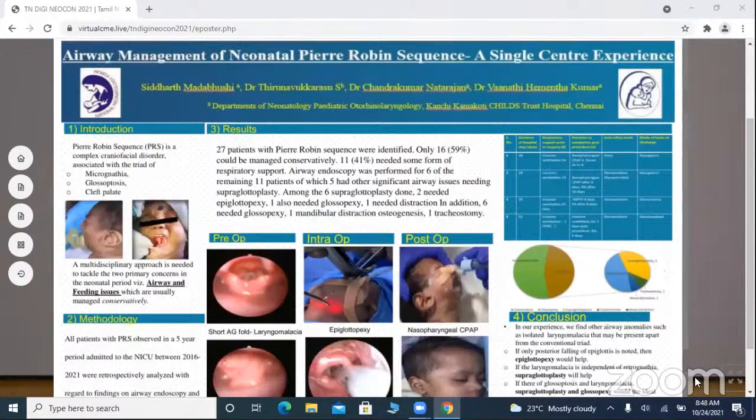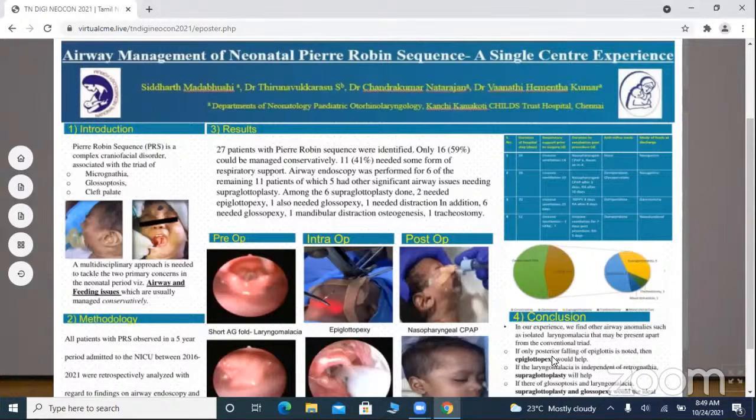In the majority of cases, traditionally, especially if they're non-syndromic, a conservative approach is usually sufficient. So in the methodology, we looked at our cases in the last 5 years and saw whether there was a change in how we had managed these cases. In the last 5 years, we identified 27 patients.